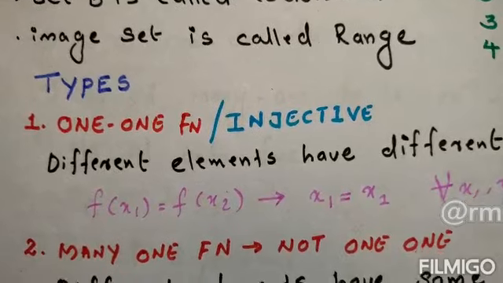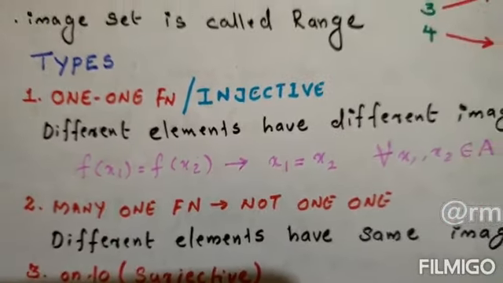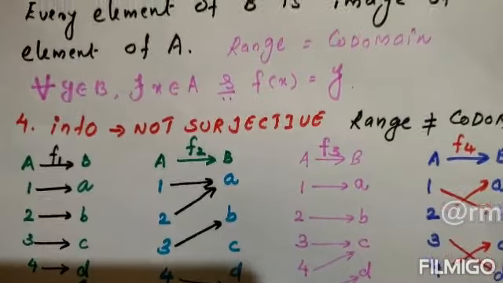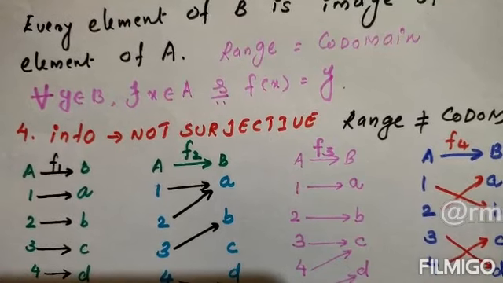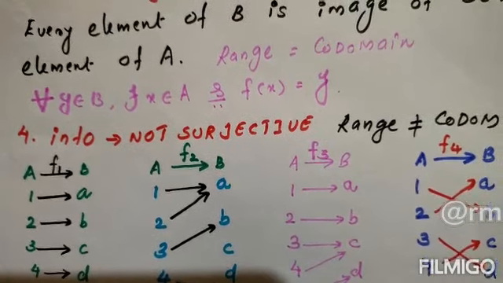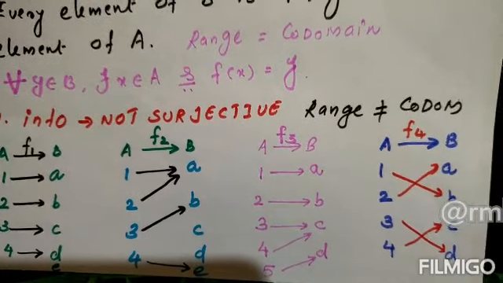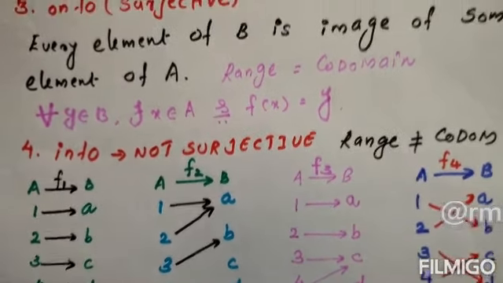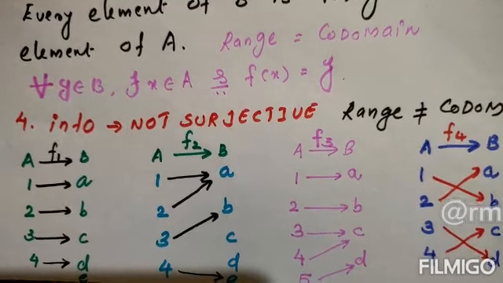Second type is the many-one function, which are not 1-1 functions. Definition: different elements have the same image. Example is f2. Here 1 and 2 have the same image. 1 and 2 are different components, but the image is the same. So f2 is called many-one. f1 is called 1-1, because in f1 different elements have different images.